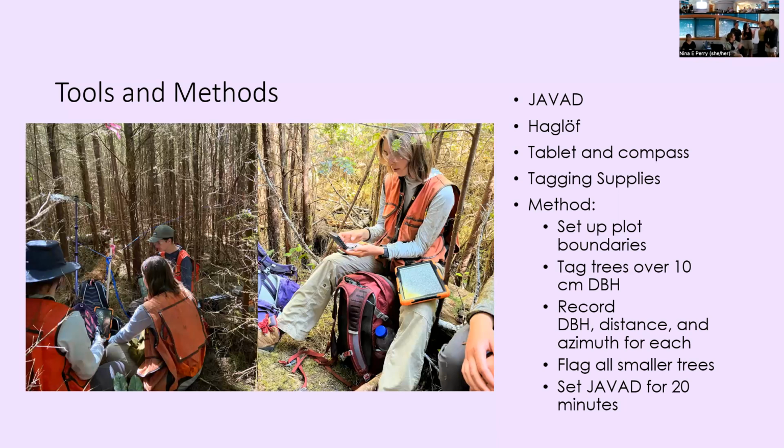So our method, pretty vaguely, was we would set up a plot boundary. We would tag trees over 10 centimeters in DBH, which is just the diameter at breast height. Then we record this DBH distance and the azimuth for each tree. And then we would flag all the smaller trees. And then we would set the Javad running for 20 minutes while we did all of our tree work.